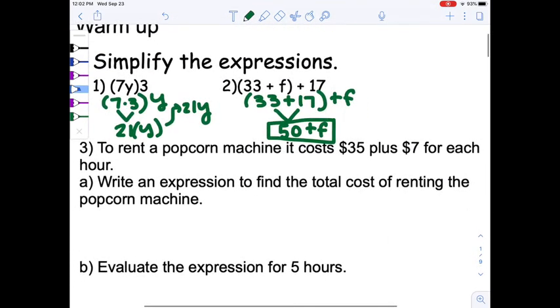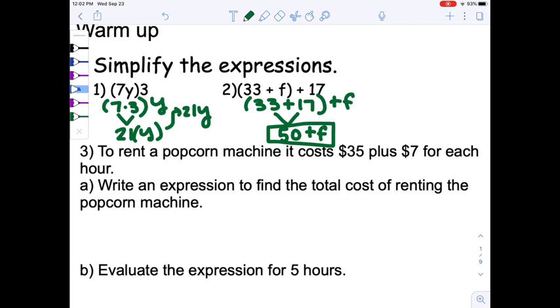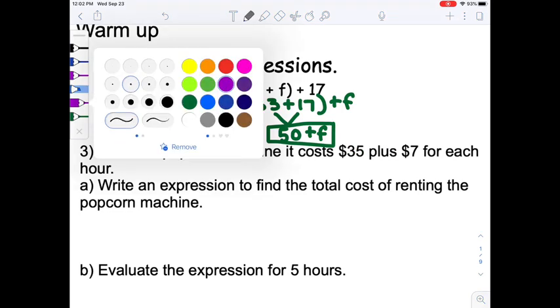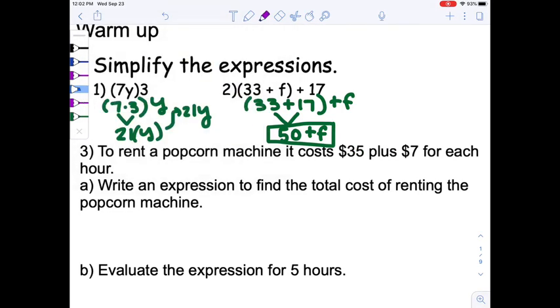Number 3 says to rent a popcorn machine, it costs $35 plus $7 for each hour. Write an expression to find the total cost of renting the popcorn machine. So with this, we know that it costs, whoops, that's not a highlighter. It costs $35 plus $7 for each hour.